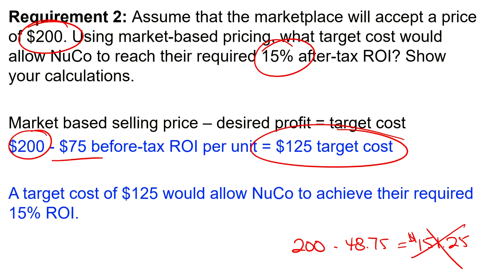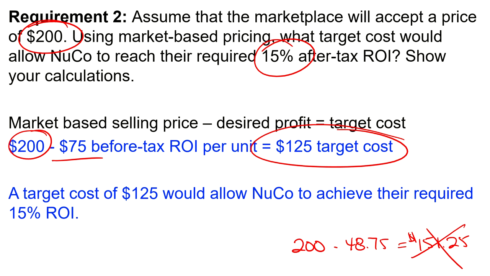But they would not mark that wrong if you did it correctly, assuming that incorrect answer from number 1 was correct for number 2. So if you made the mistake in step 1 and you lost your points for the calculation in step 1 because you didn't calculate the ROI correctly, when it comes here, they're going to say, okay, let's assume that the 48.75 that they calculated in requirement number 1 is correct.